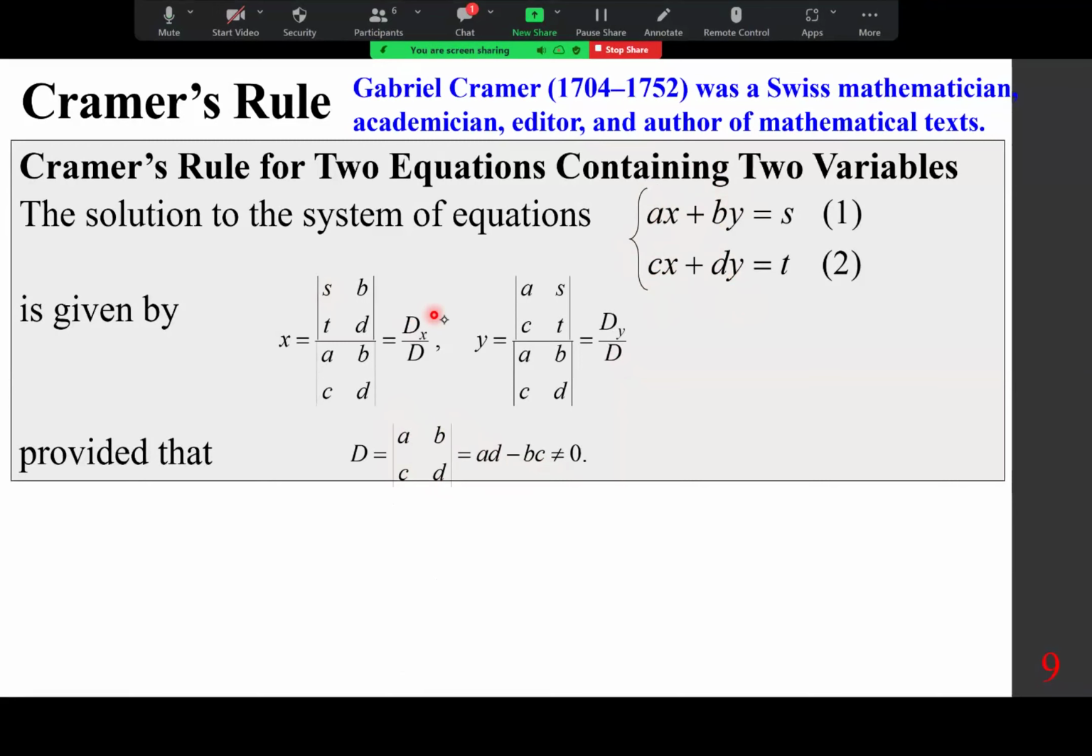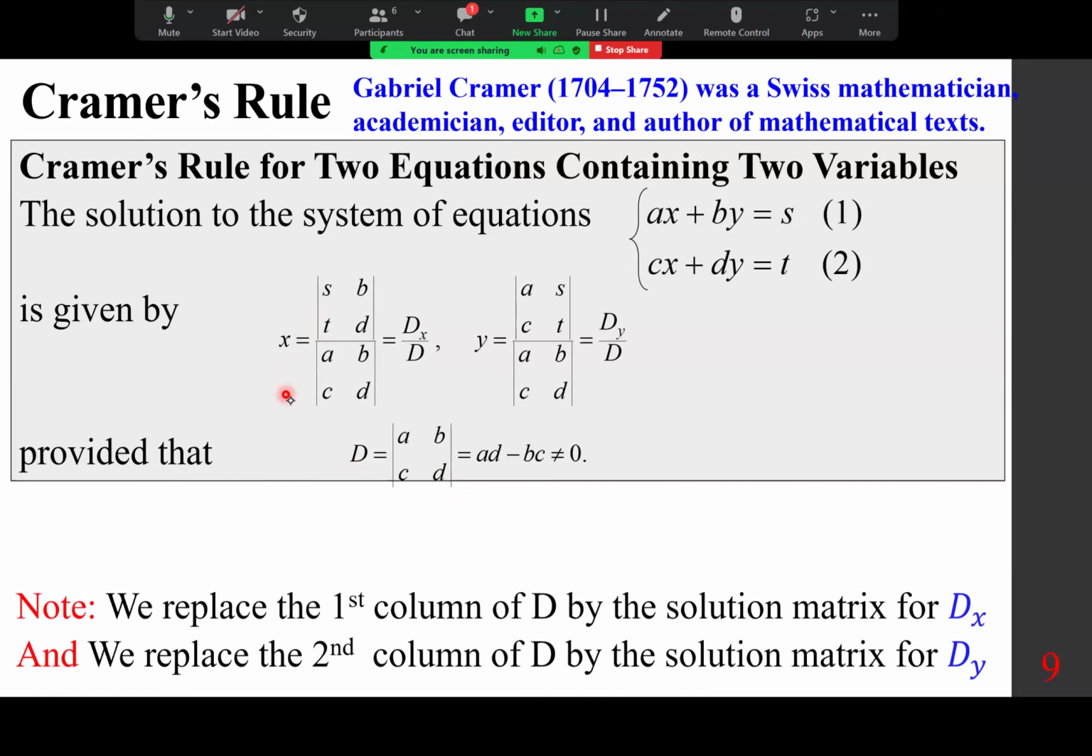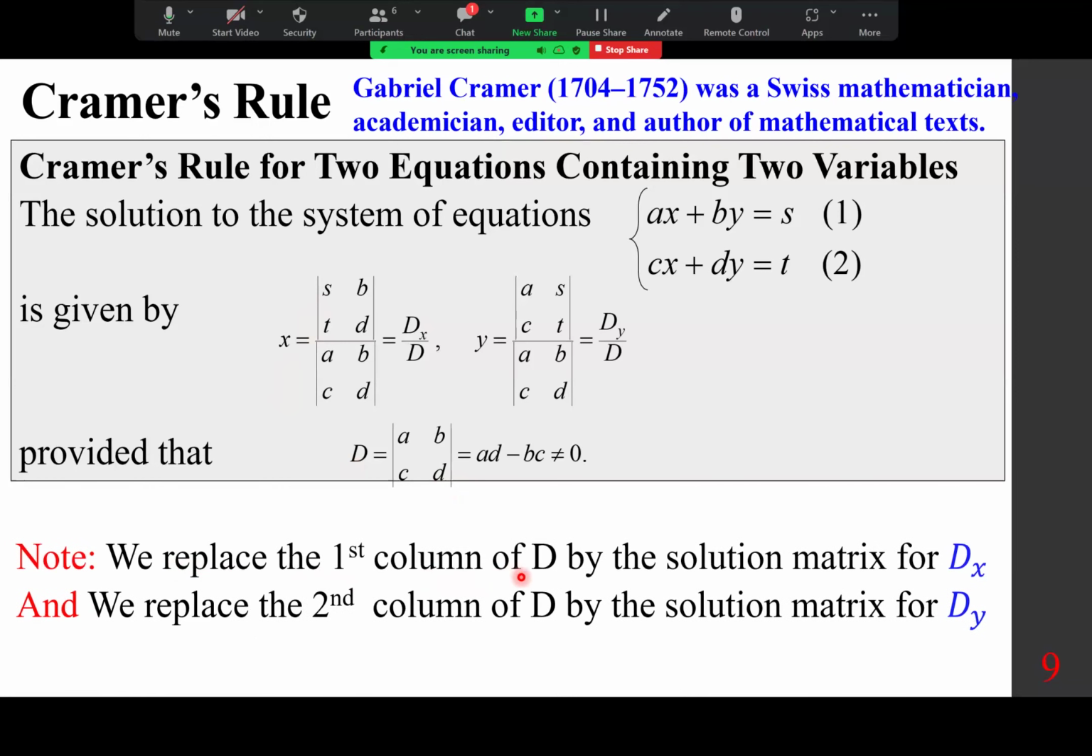And then, so this is D. So what is D sub X? I want you to compare and see. Basically, you keep the D. For D sub X, we replace the first column of D by the solution matrix for D sub X, which is S and T. Notice S and T.